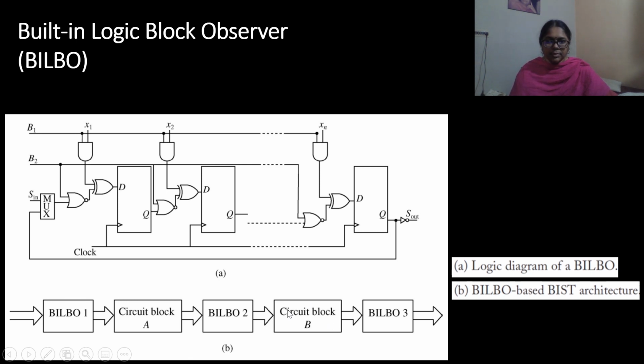Similarly, when circuit block B has to be tested, BILBO 2 and BILBO 3 will be configured to act as pseudo-random pattern generator and signature register respectively. So it should be clear that circuit blocks A and B cannot be tested simultaneously, because BILBO block 2 should work as a parallel signature register for circuit A, and for circuit B, it should work as a pseudo-random pattern generator.